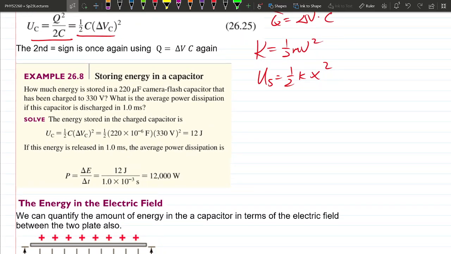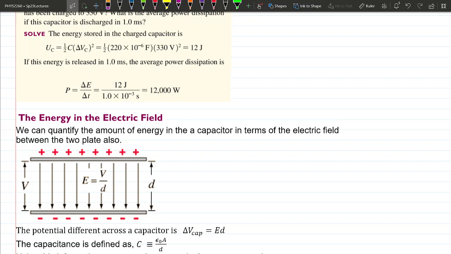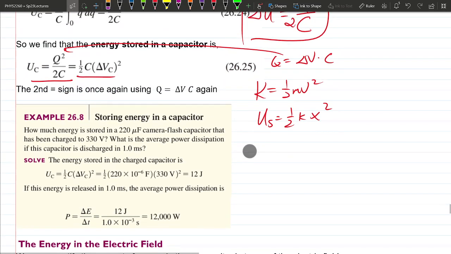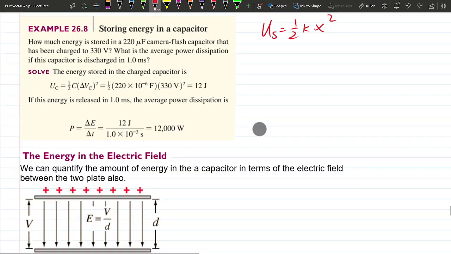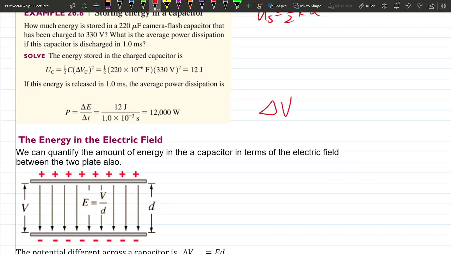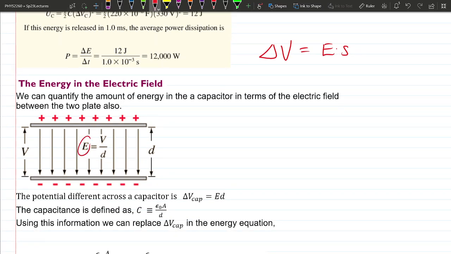So let me just take this minute to wrap up here. One more thing we can do is convert this voltage into electric field, or at least the magnitude of the electric field. Because the voltage across any parallel plates, it doesn't have to be a capacitor, is just the electric field times the separation distance between them. That's this little drawing showing you. The electric field is just the voltage divided by, I'm going to use S instead.